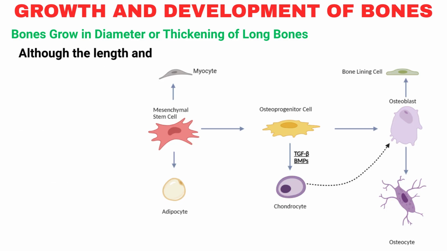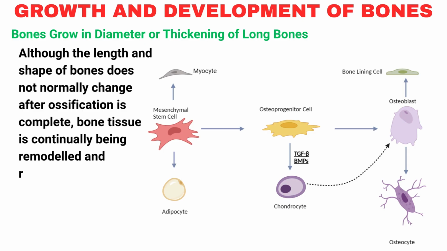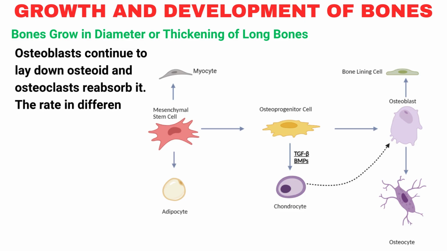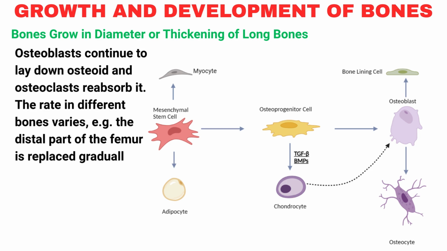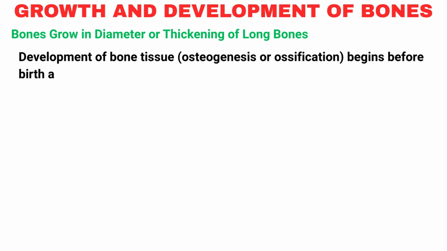Although the length and shape of a bone does not normally change after ossification is complete, bone tissue is continually being remodeled and replaced when damaged. Osteoblasts continue to lay down osteoid and osteoclasts reabsorb it. The rate in different bones varies. For example, the distal part of the femur is replaced gradually over a period of 5 to 6 months. Development of bone tissue begins before birth and is not complete until about the age of 21.